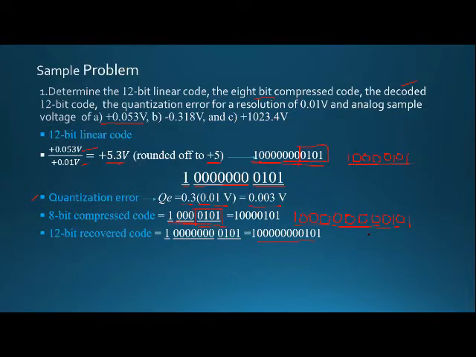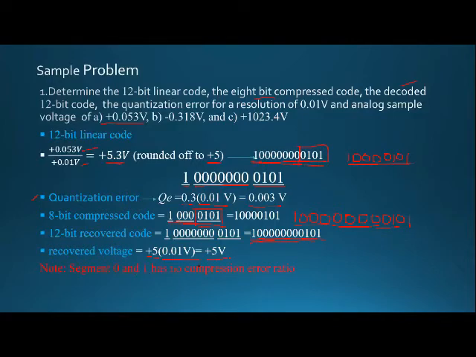Next is its recovered voltage. Based on this code, we have to decode it as a decimal value. It is positive, since we have assigned the sign bit as 1. Then we have 101, which is equal to 5. Multiply it by its resolution, so we have an answer of positive 5 volts.